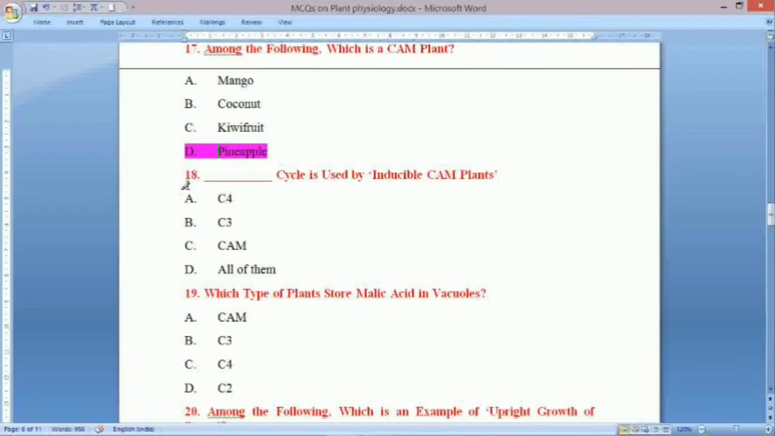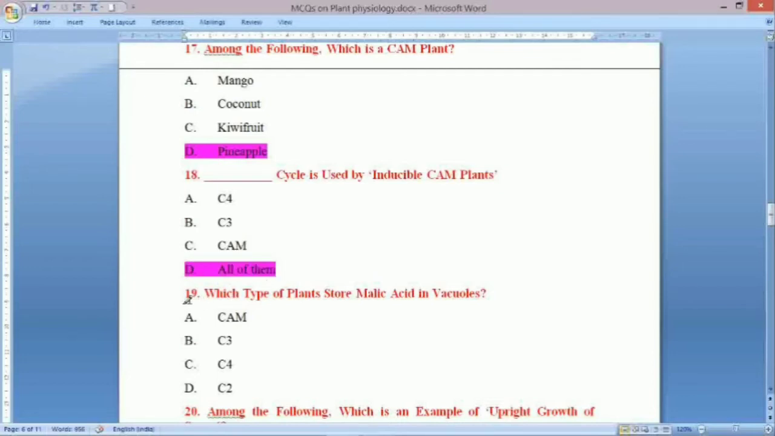Next question, question number 18. Which cycle is used by an inducible CAM plant? And here option is A, C4, B, C3, C, CAM, and D, all of them. And here the right answer is option D, all of them.